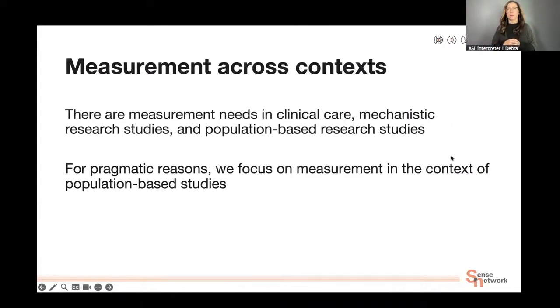So measurement, one caveat up front: when we talk about measurement across contexts, there are measurement needs for clinical care when you see an individual patient. There are measurement needs for mechanistic research studies and in population-based research studies. And these levels of measurement are all different. For pragmatic reasons, in the 4 hours that we spent together and in the 10 minutes that I have to summarize our 4 hours of spirited discussion, we're only going to focus on measurement of sensory functions in population-based studies.